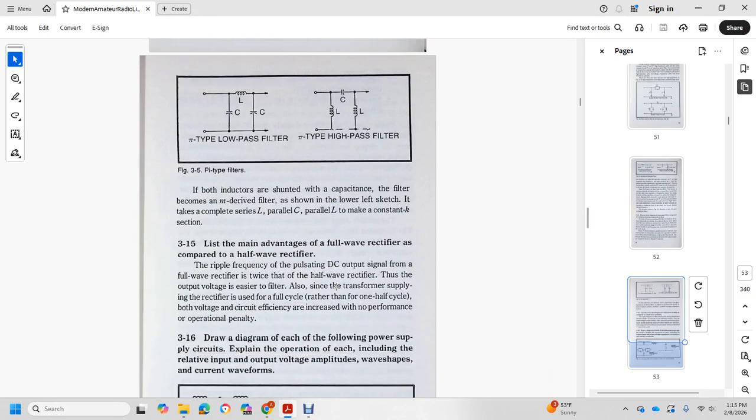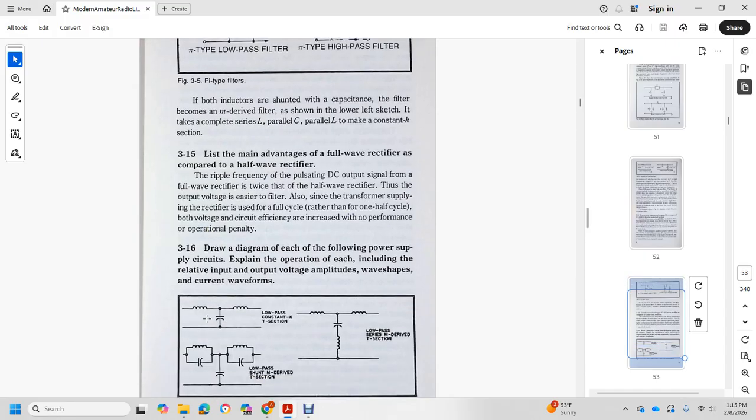Figure 3.15 lists the many advantages of a full wave rectifier compared with a half wave rectifier. The ripple frequency of the pulsating DC output signal from a full wave rectifier is twice that of a half wave rectifier. Thus the output voltage is easier to filter. Also, some transformer power supplies with a rectifier use the full cycle rather than one half cycle. Both voltage and circuit efficiency increase with no operational penalty.